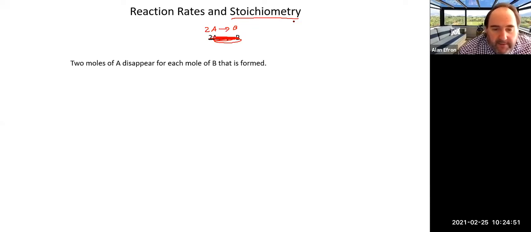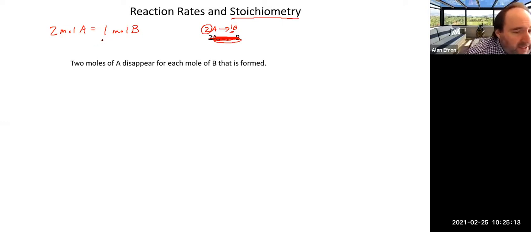I'm sure you remember, but just a reminder, stoichiometry is based off of the coefficients of the balanced equation. And since nothing's there, that's assumed to be a 1. We get a relationship here that for every 2 moles of A we throw in, we get out 1 mole of B. So that is really our stoichiometric relationship here.